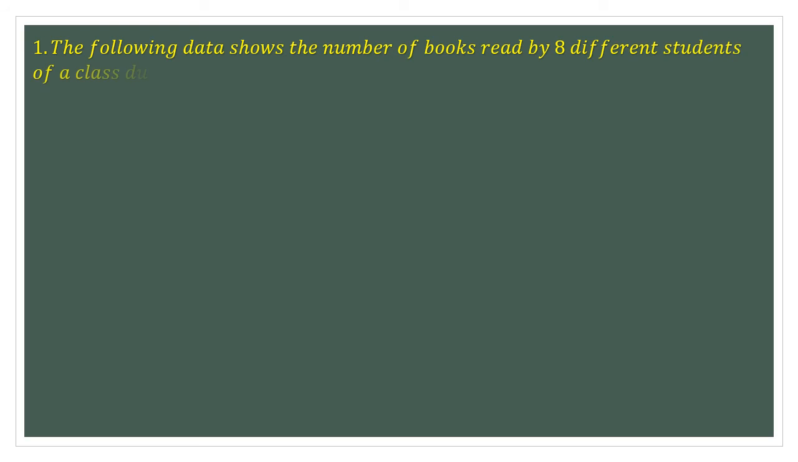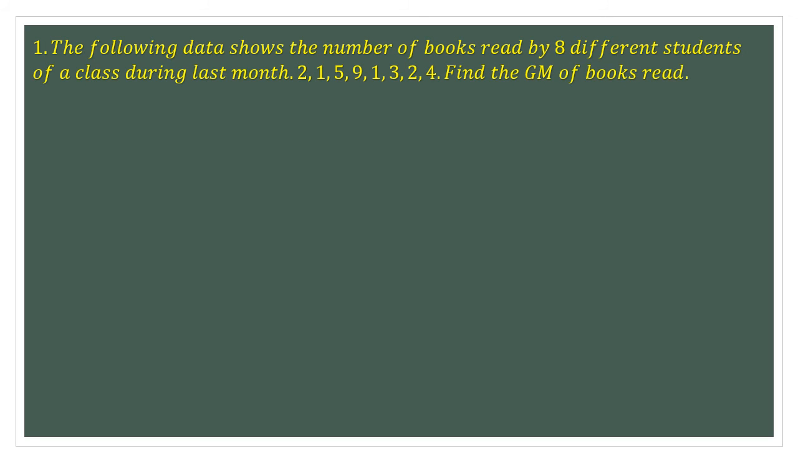We will start with the first sum. The following data shows the number of books read by 8 different students of a class during last month. That is 2, 1, 5, 9, 1, 3, 2, 4. Find the geometric mean of the books read.